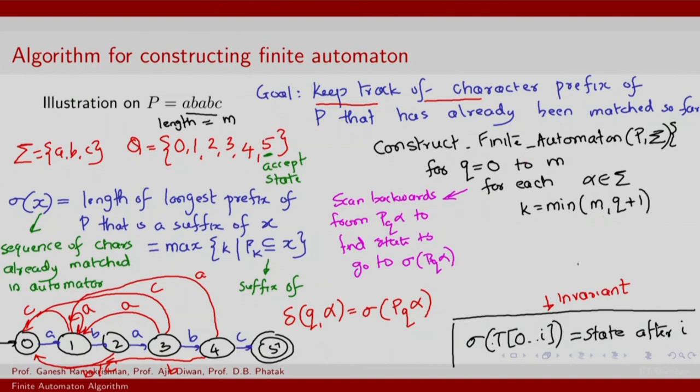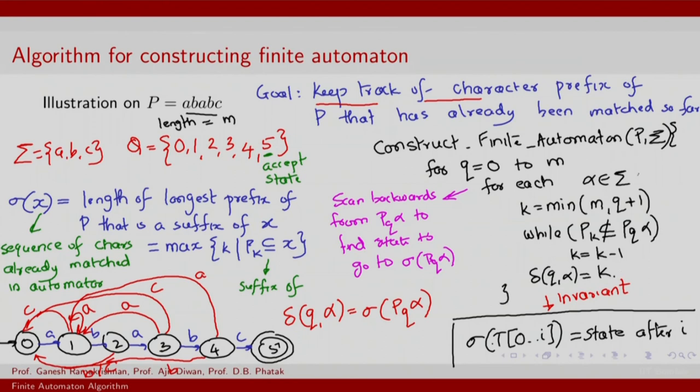So let's see what to do with k. So we are going to say while pk, the prefix ending at k, is not a substring or doesn't match the suffix of pq alpha, we are just going to do k equals k minus 1. And once we find that pk is indeed a suffix of pq alpha, and this will of course be the case when k becomes 0, we then set delta of q comma alpha to be k.